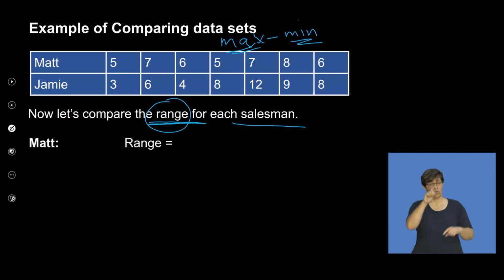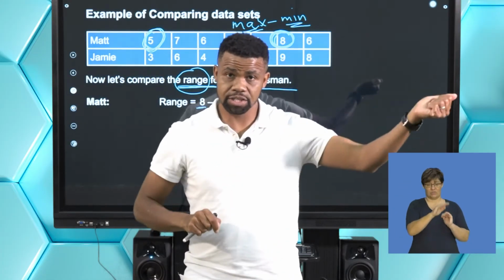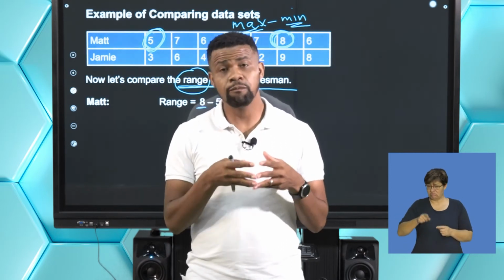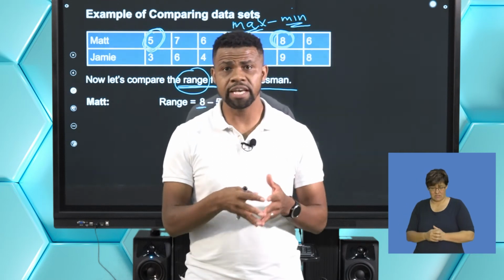So if you look at Matt, what is the range for Matt? What is Matt's highest value? Matt's highest value was 8. That's the highest number of cars he sold. And what about the lowest? The lowest is 5. So Matt's range is 8 minus 5, which equals 3. Are we together? That's the range for Matt. The highest minus the lowest, we get 3. What about the range for Jamie? What will that tell us?